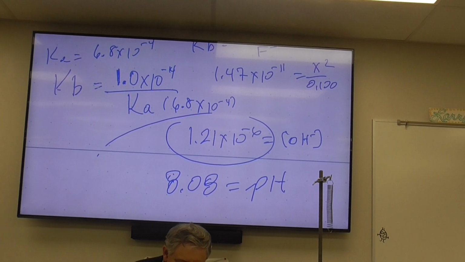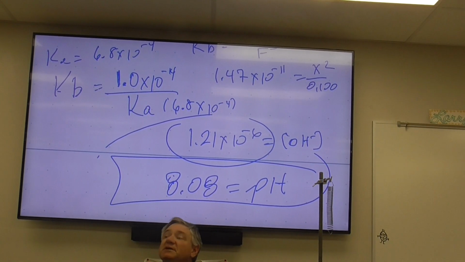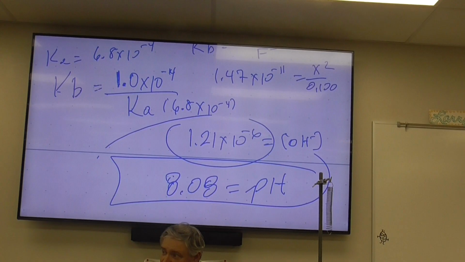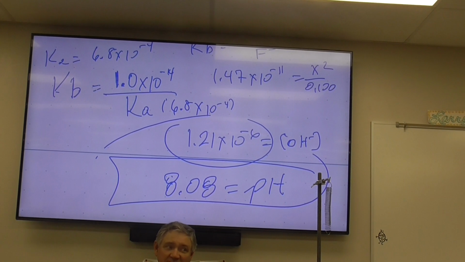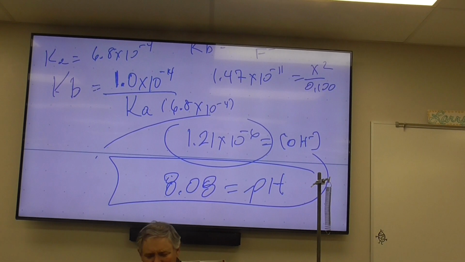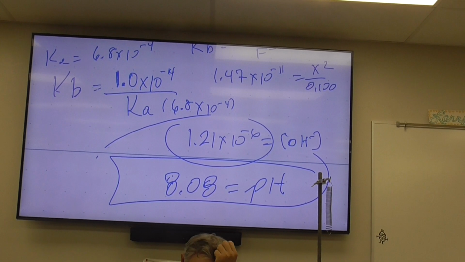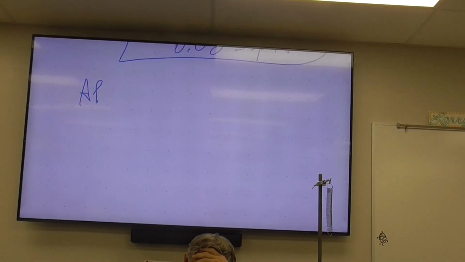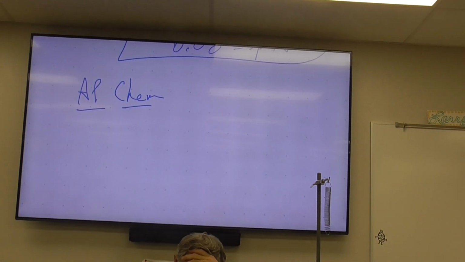Now, does it make sense that your pH is above 7? Yes, because you generated hydroxide ions. So it's basic. It's a base. Cool with that? Yes. Was that not bad? It's not that bad. You just have to do some stuff to find the other things. It's like the canceling acid problem, except you find this and then you use this to do the next part.